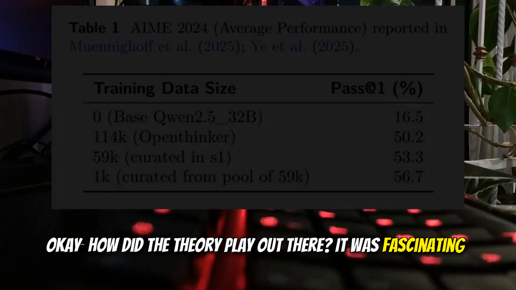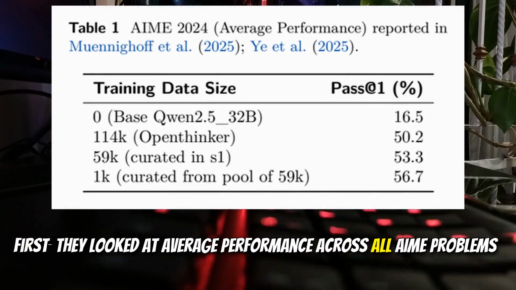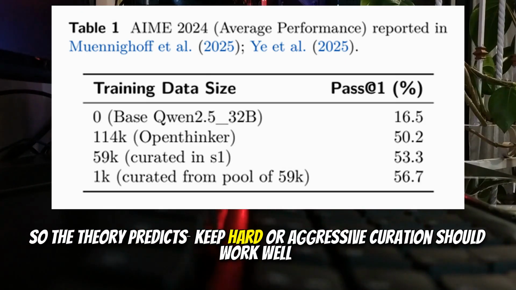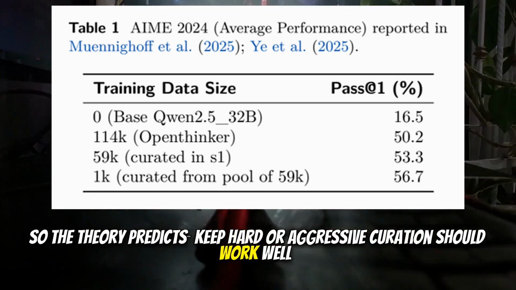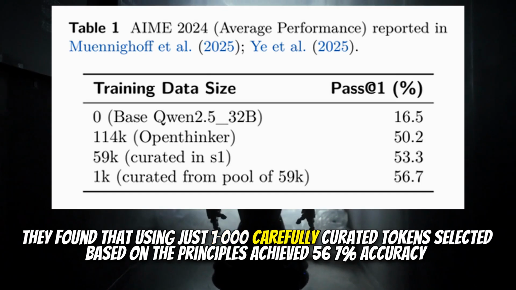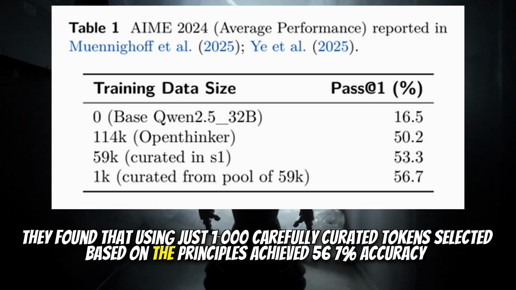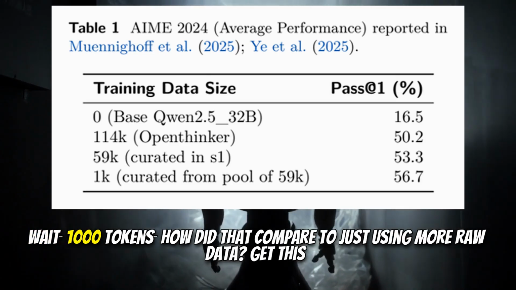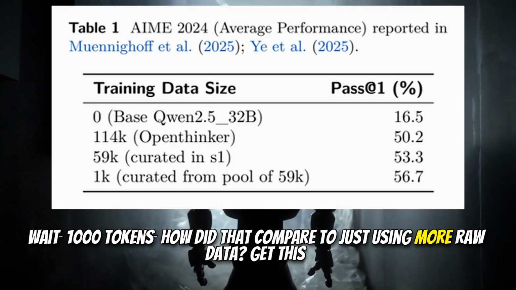It was fascinating. First, they looked at average performance across all AIME problems. For this general task, the base LLM acted as a pretty strong generator, so rho was relatively high. So the theory predicts keep hard, or aggressive curation, should work well. And it did, spectacularly. They found that using just 1,000 carefully curated tokens selected based on the principles achieved 56.7% accuracy. Wait, 1,000 tokens? How did that compare to just using more raw data?